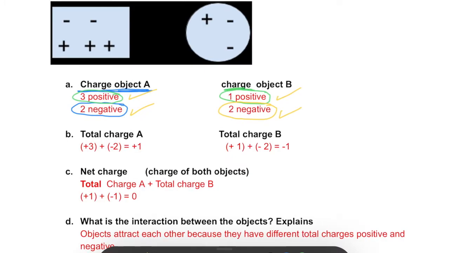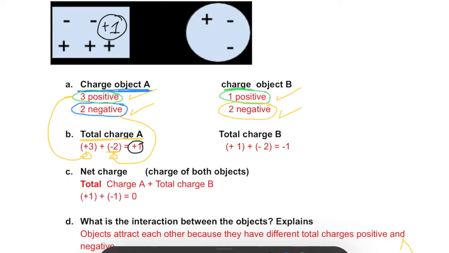Now, let's go for part B. In part B, we want the total charge of the object. Exactly like what I explained in the previous video, we are going to add the positive and the negative. We have three positive and two negative, and we are going to add them. 3 added to negative 2, because remember we have two negative, so we write negative. The answer is equal to positive 1. That means that the charge of object A is equal to positive 1.